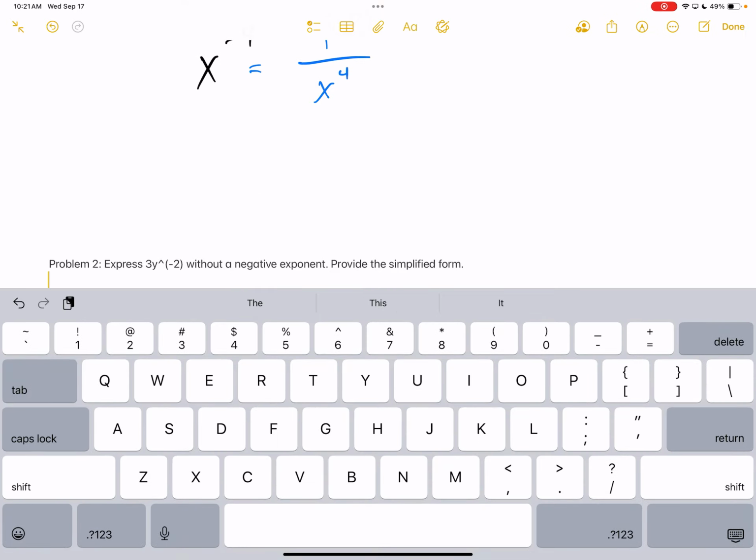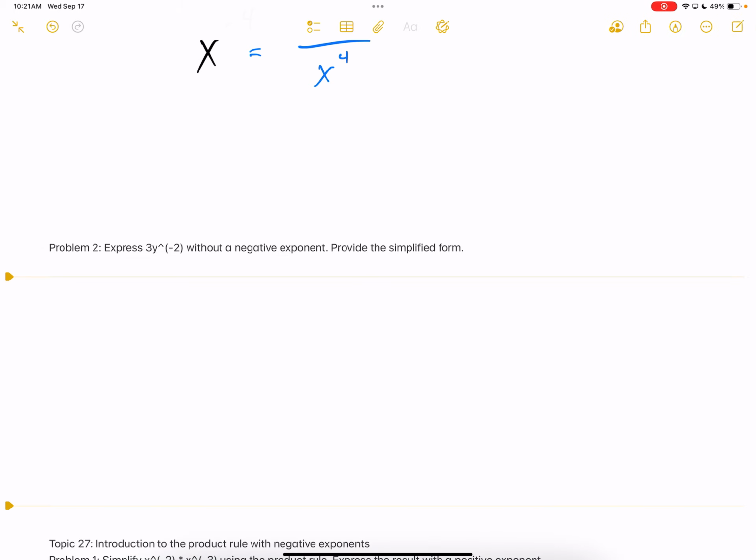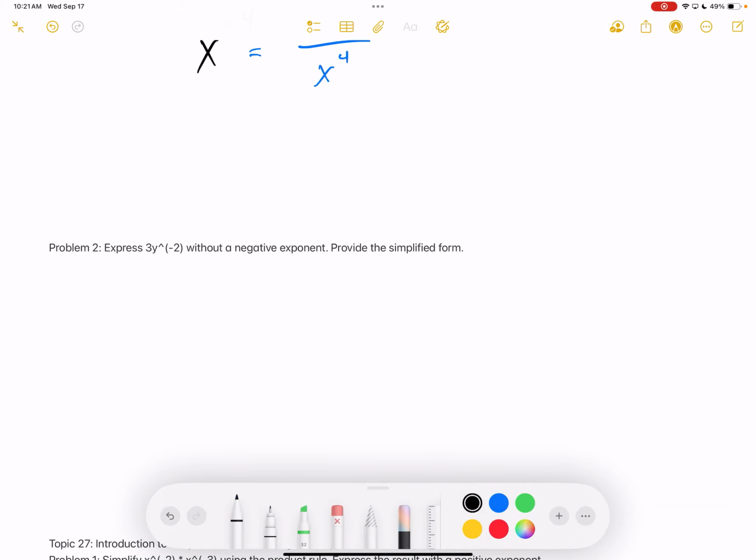Oh, here's a trick question on this one. Let's see how well you were listening to me a minute ago. Does my 3 have an exponent? What is it? 1. Okay. So the 3 has a positive exponent, so it stays on top. The y has a negative exponent, so it moves down here. So do not move the number unless it has a negative exponent.